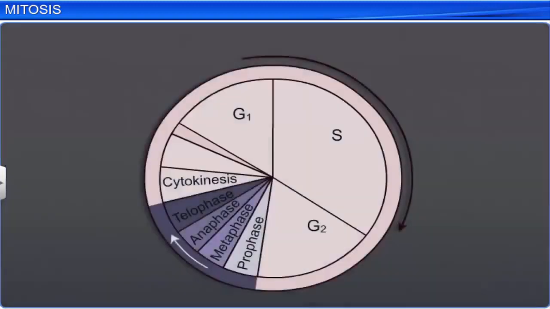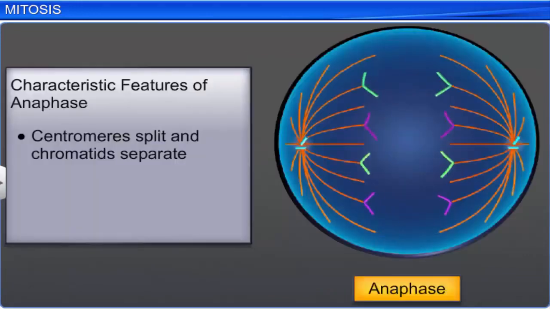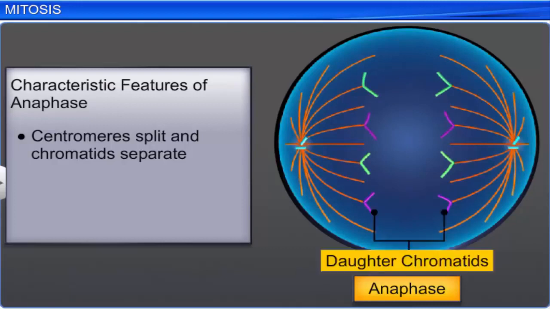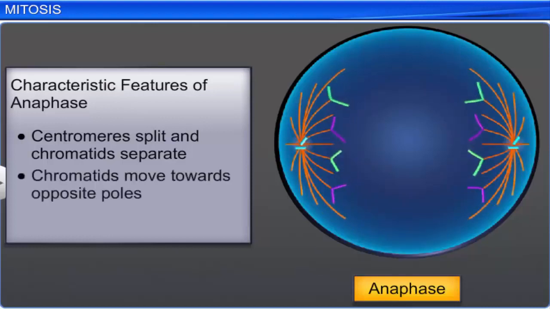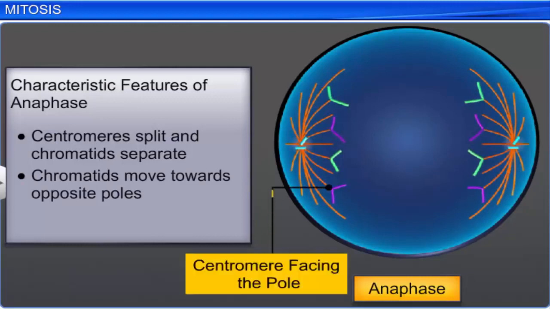Metaphase is followed by anaphase. At the start of this stage, the centromere of each chromosome splits simultaneously and the chromatids separate. These daughter chromatids are the chromosomes of the future daughter nuclei. The chromatids then slowly move towards opposite poles. The centromeres of the chromatids face the pole and are at the leading edge, while their arms trail behind.